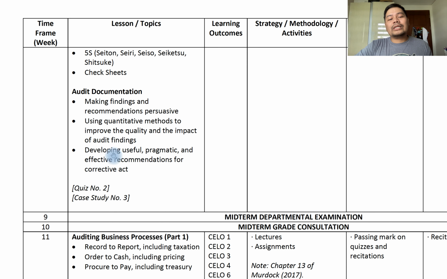Okay? And also, the recommendation should be effective. Maaaring practical nga, maaaring useful, pero effective naman kaya? Kasi maaaring maganda yung recommendation, okay yung gastos, pero yung in reality talaga bang feasible siya, yung mga tipong ganun.